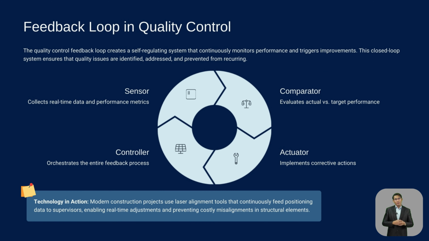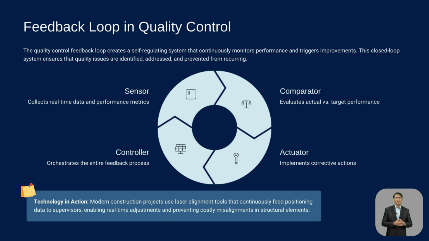Now let us look into the feedback loop, a core principle in quality control. At the heart of quality control is the feedback loop, a closed cycle of monitoring, comparison, and action. These loops include four major components. The first is sensors, which detect what's happening. Second, comparators, which evaluate whether this is acceptable. Third is actuators, which trigger changes if needed. And the fourth is controllers, which oversee the entire system.